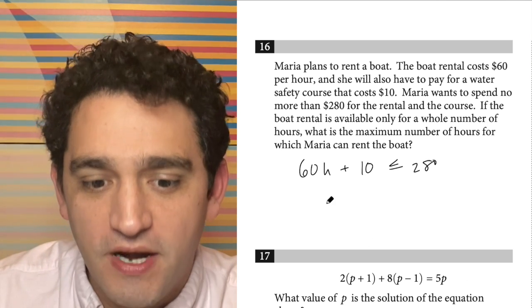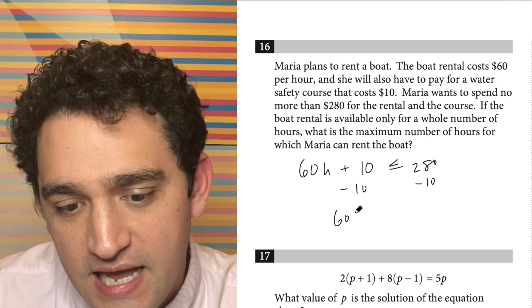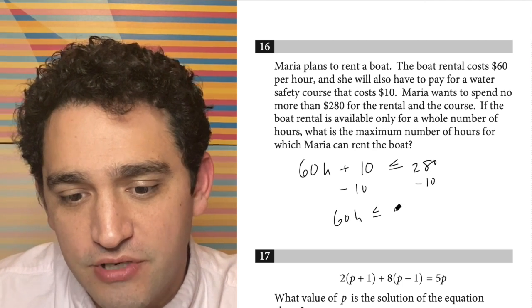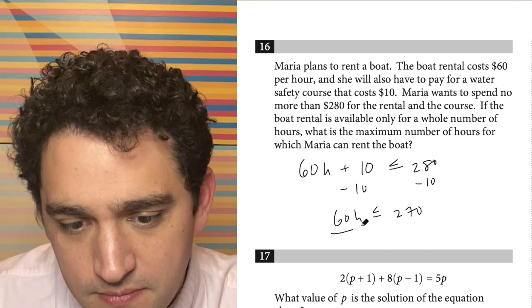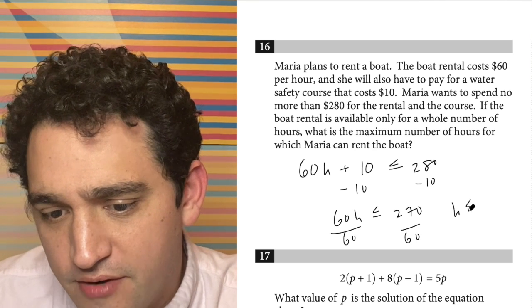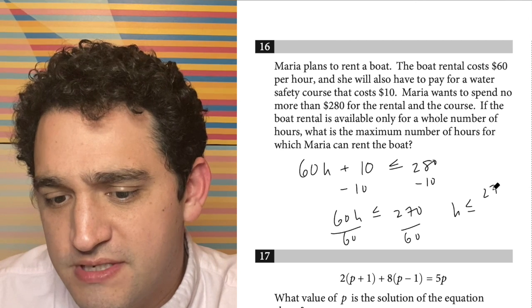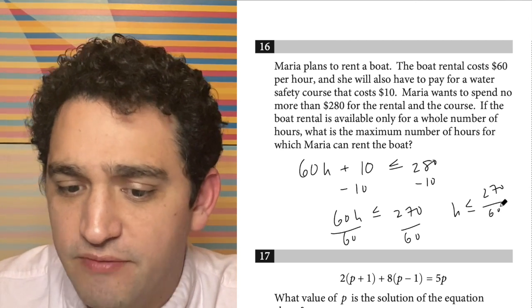Let's go ahead and solve for H. Subtract by 10. 60H is less than or equal to 270. We're solving for H, so let's divide by 60. So H is less than or equal to 270 over 60. I'm not sure what that is, but let's see if we can reduce.